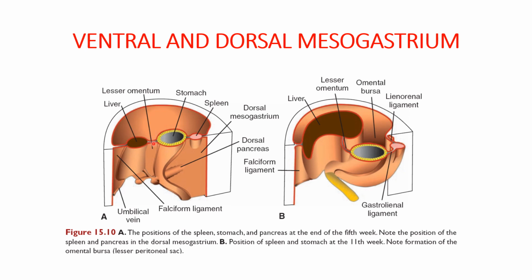The portion between the liver and the stomach is the lesser omentum, and the portion connecting the liver to the anterior abdominal wall is the falciform ligament.